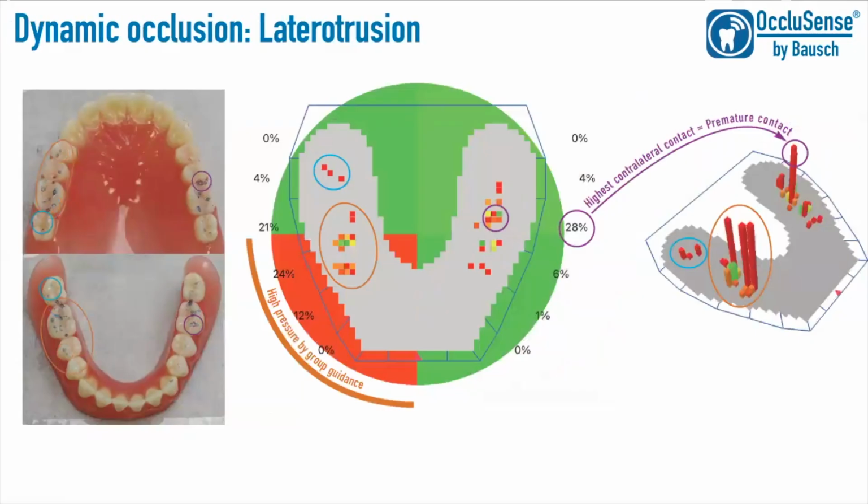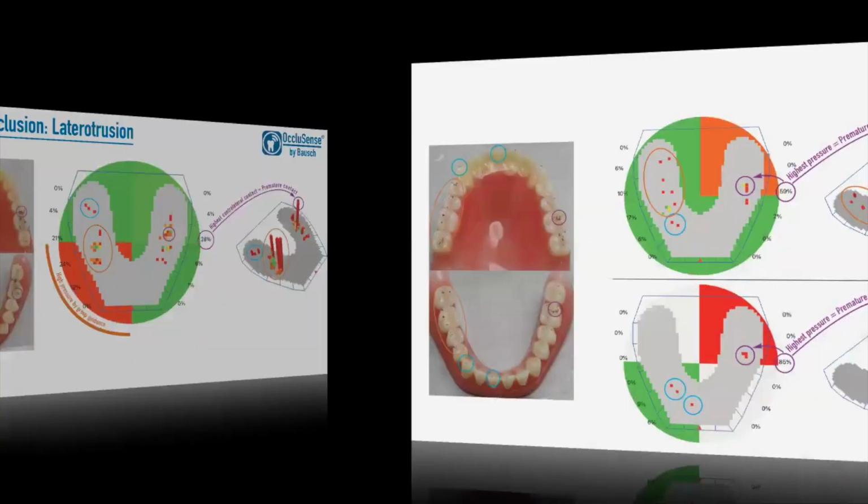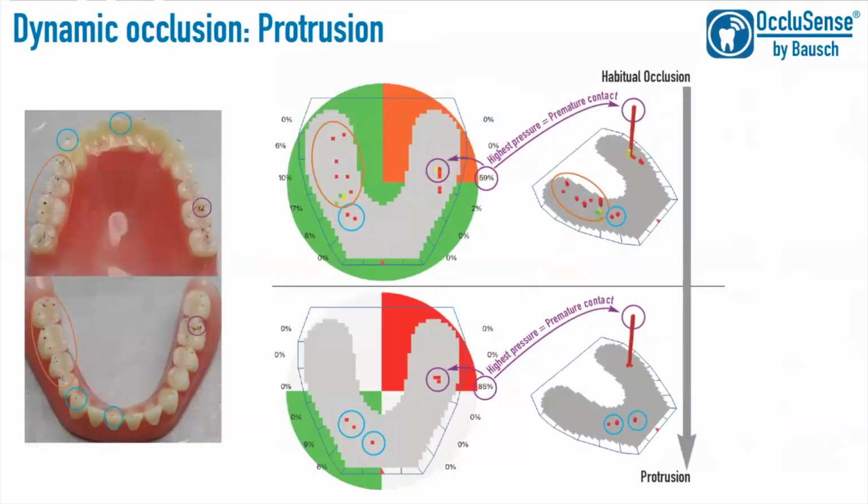The same information you can deduct from lateral protrusion or any other dynamic movements that you want to have conducted to try and very quickly identify premature contacts.